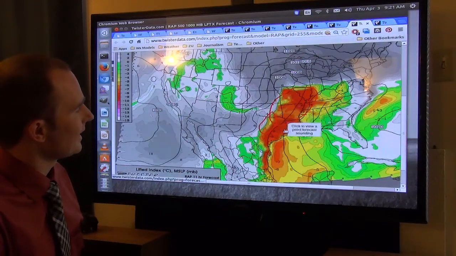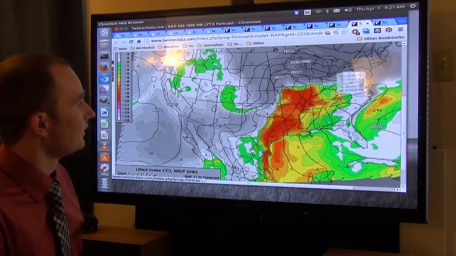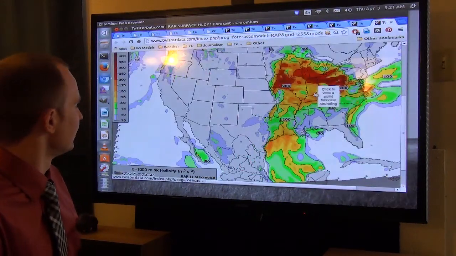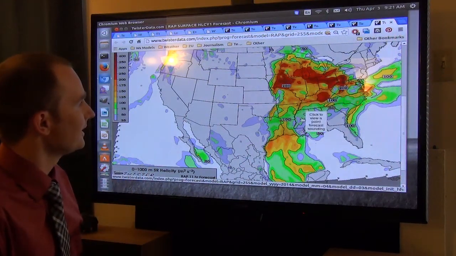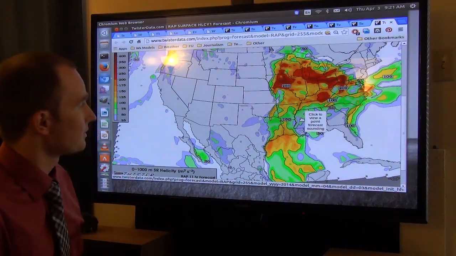But as you look at it, most of the oomph in the atmosphere is well back off to the north and east of the original place. Okay, cool. Now we're looking at helicity. This is how much spin we have out there in the atmosphere, and any time you can get above 300 here, we're usually talking about some pretty decent spin.